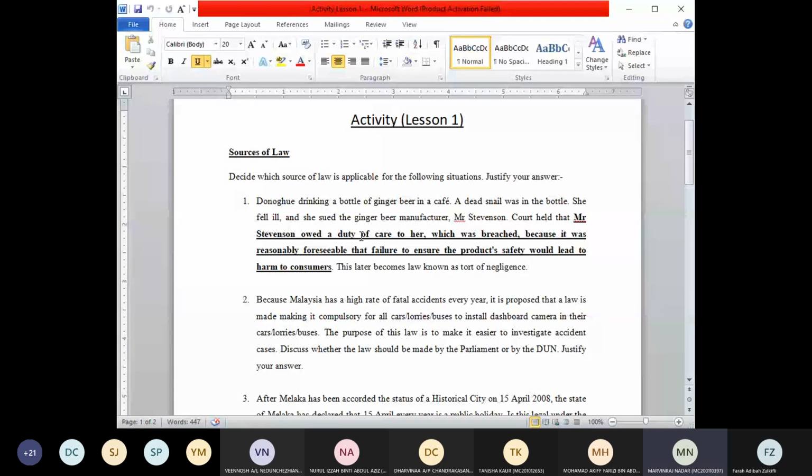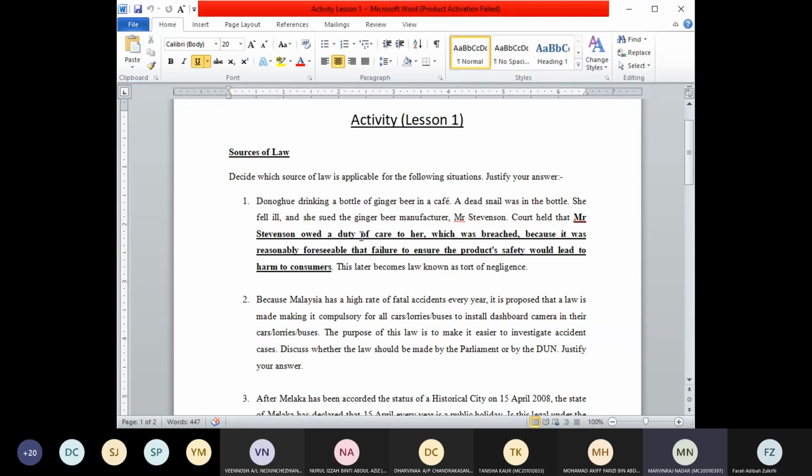Okay, Donahue was drinking a bottle of ginger beer in a cafe. A snail was in the bottle. She fell ill and she sued the ginger beer manufacturer, Mr. Stevenson. The court held that Mr. Stevenson owed a duty of care to her, which was breached because it was reasonably foreseeable that failure to ensure product safety would lead to harm to customers. This later became a law known as the tort of negligence. Okay, so I have tried answering, madam. The principle established there was the principle of duty of care.